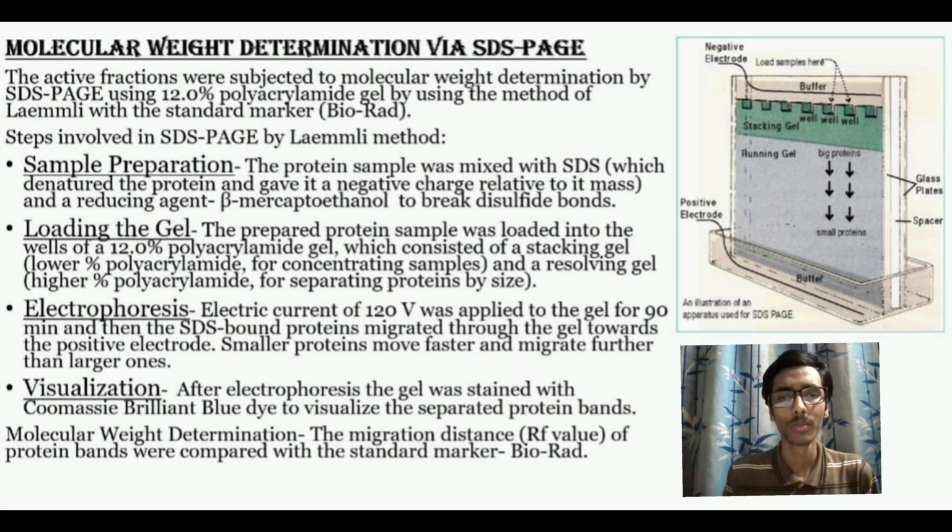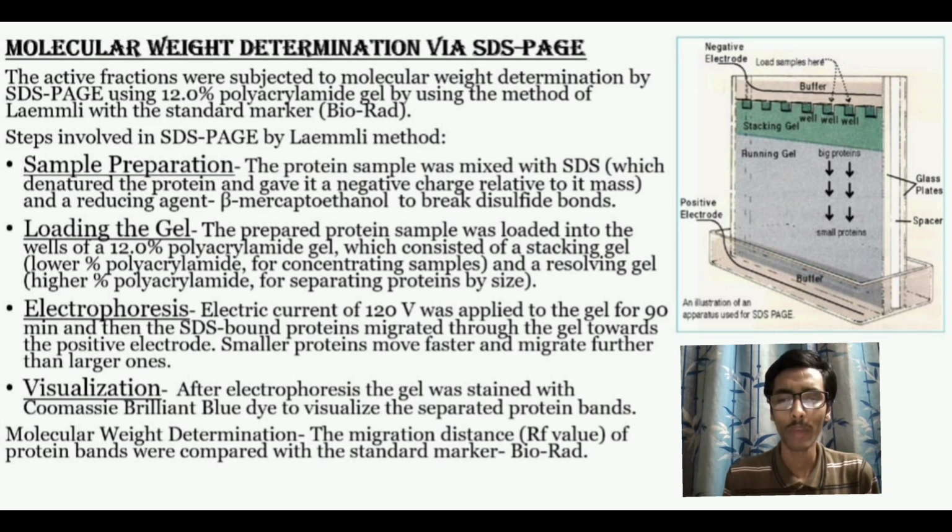After the purification, the active fractions are subjected to molecular weight determination by SDS-PAGE. SDS-PAGE refers to sodium dodecyl sulfate polyacrylamide gel electrophoresis. In this process, initially two gels, namely stacking gel and resolving gel, are formed.